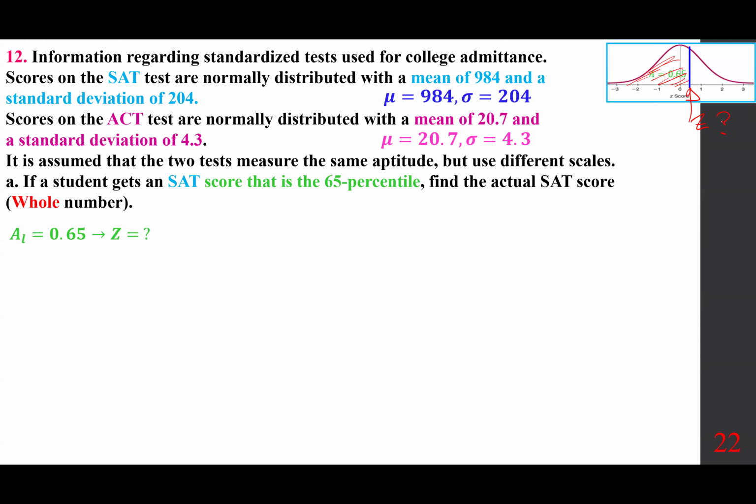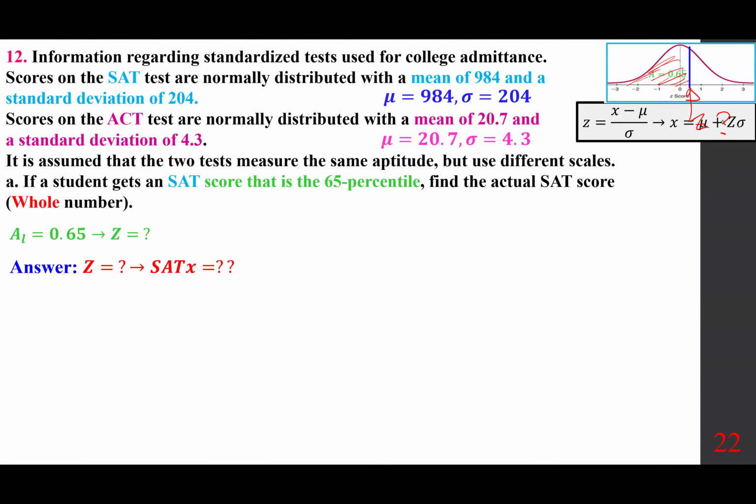If we use the table, the area to the left is 0.65, and we find the z, and from that we go to x. If you solve by cross product for x, x is mu plus z sigma. We can pick up the z from the table or technology because the area is 0.65. So z is x minus mu over sigma, and x is mu plus z sigma.